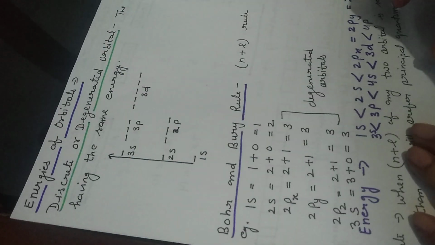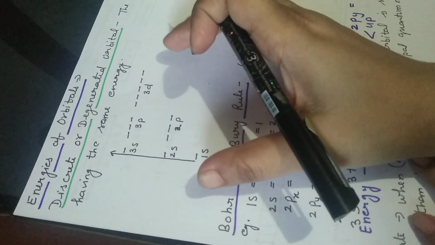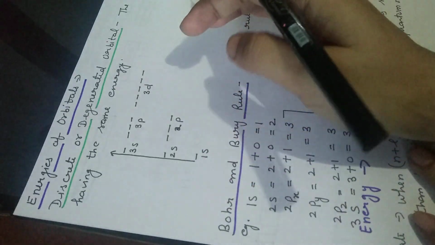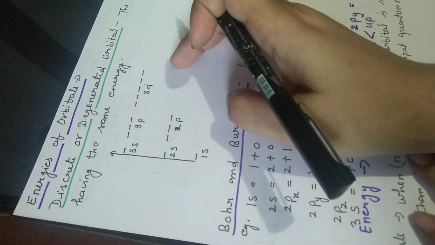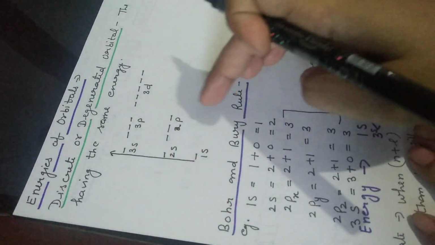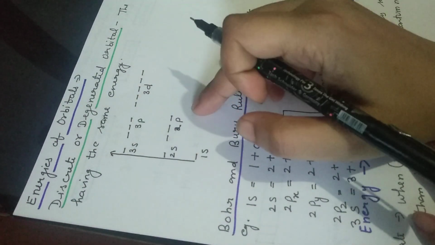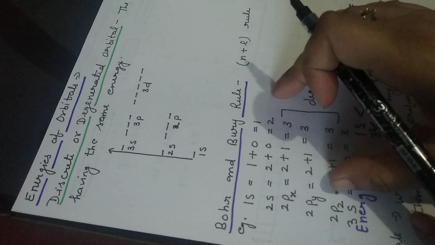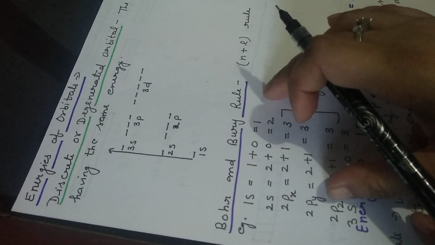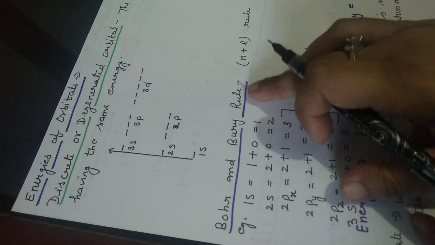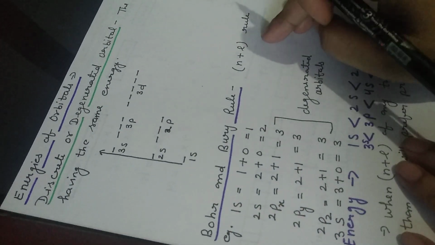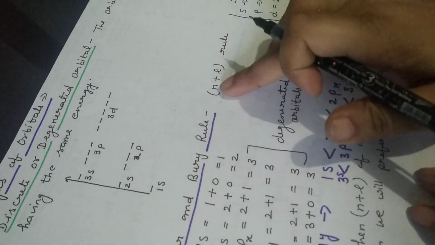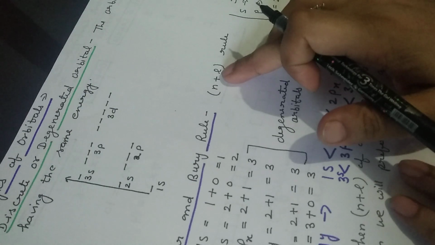Now after the study of hydrogen, we take the example of atoms with more than one electron. Hydrogen is the simplest atom, which has only one electron. To study the energy levels of atoms which have more than one electron, we use a rule, and the rule is the Bohr-Bury rule, which is based on n plus l. What is n? n is the principal quantum number and l is the azimuthal quantum number.